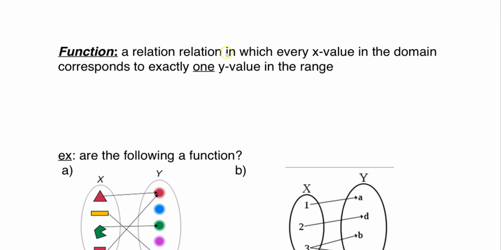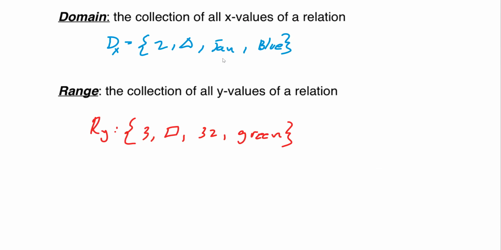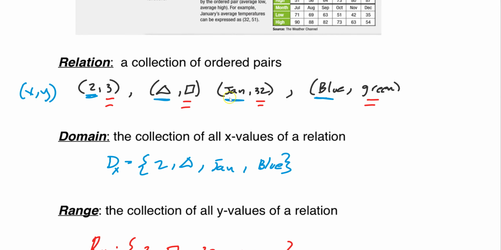Now let's talk about what makes a function. A function is a relation in which every x value in the domain corresponds to exactly one value in the range. Essentially that means all the x values are different. So all x values are unique. If you have a relation and you want to know if it's a function or not, all you have to do is check all the x values. If they're all different, it's a function. I don't care at all about the y's right now. If I want a function, all we care about is that all the x values are different. So I go back to my relation up here. My x values are 2, triangle, January, and blue. They're all different. This is a function.